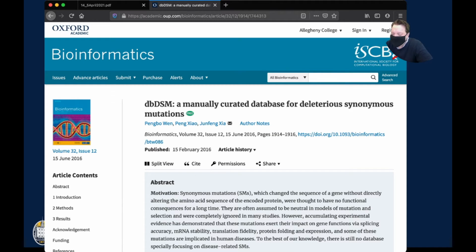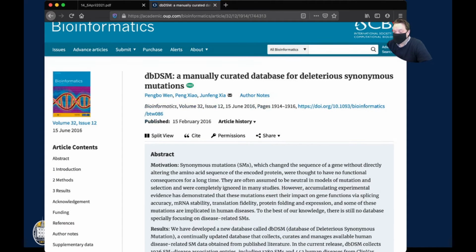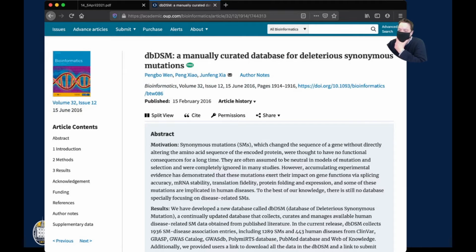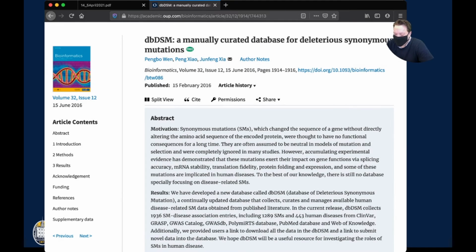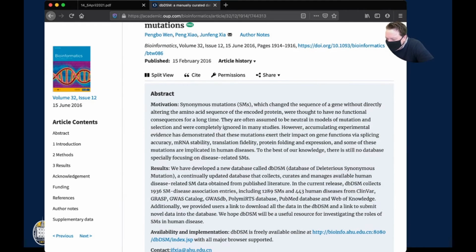But it's basically a database for the, what do they call this? Deleterious synonymous mutations, which is another way of saying silent mutations. But in this case, it means they're not just silent mutations, but mutations that cause damage. But I want to read you something here.